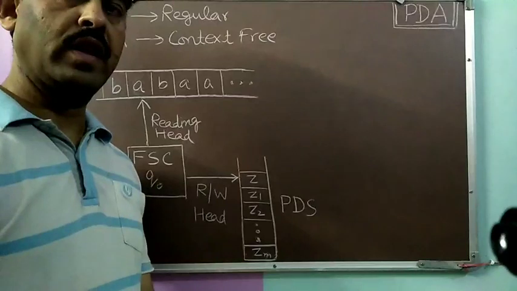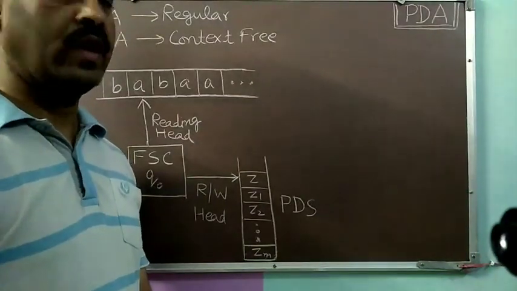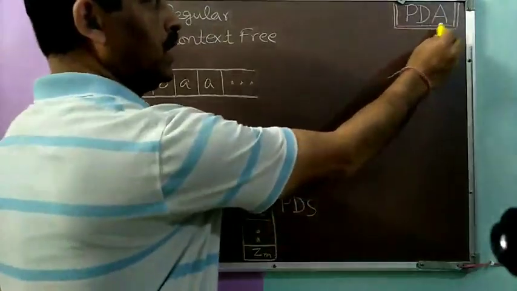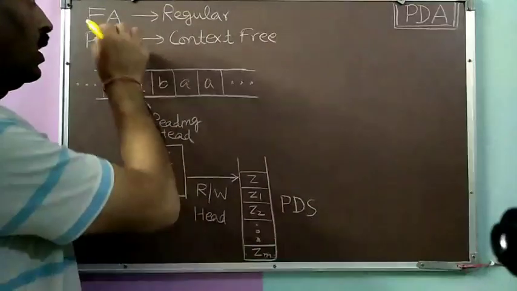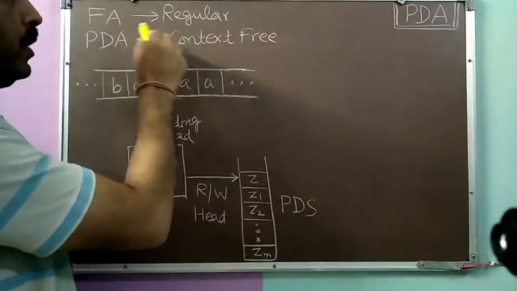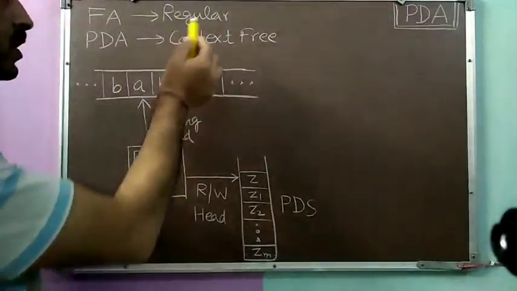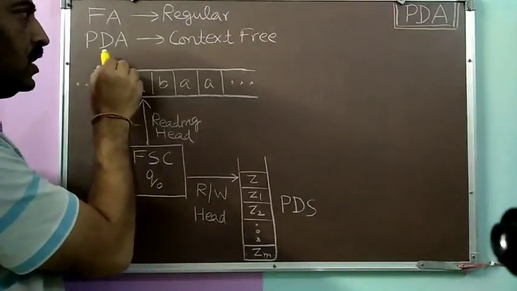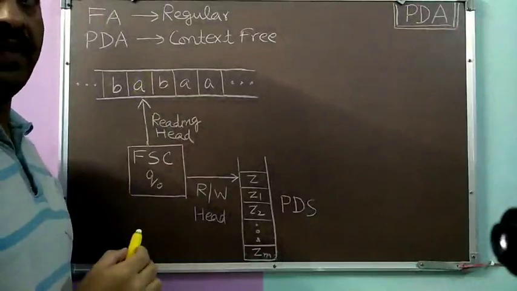Dear students, in this session we will discuss push down automata. In short, we'll call it PDA. As we know, we have FA, finite automaton, for representing the regular languages. In a similar manner, we have these PDAs for representing the context-free languages.